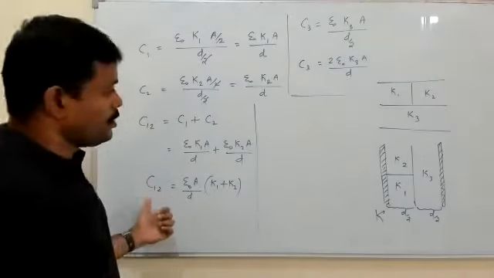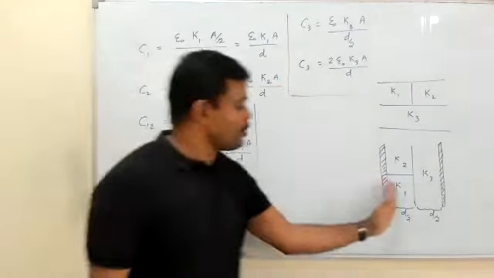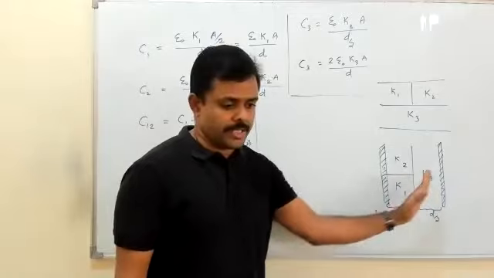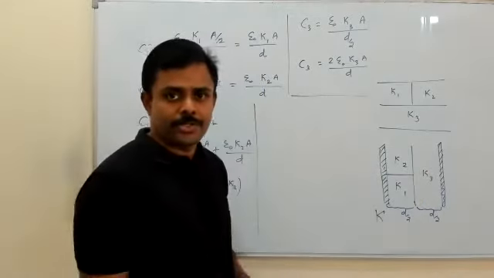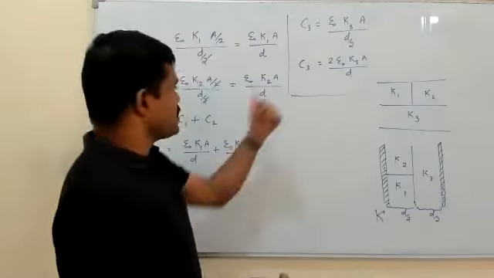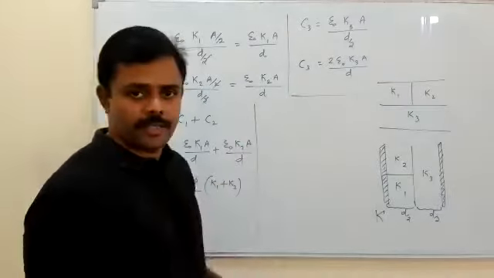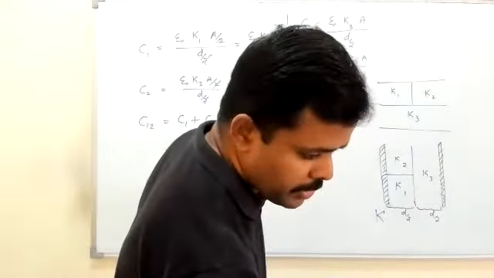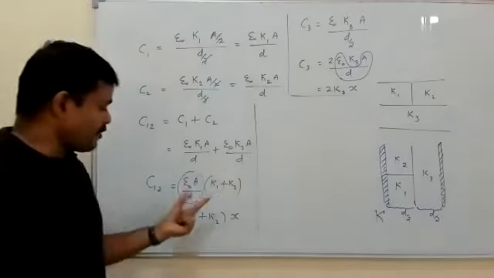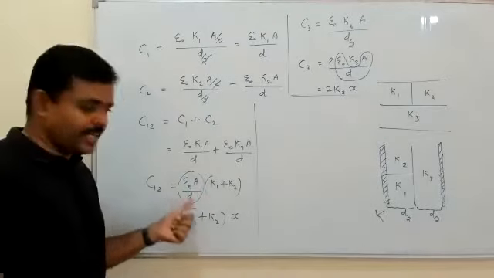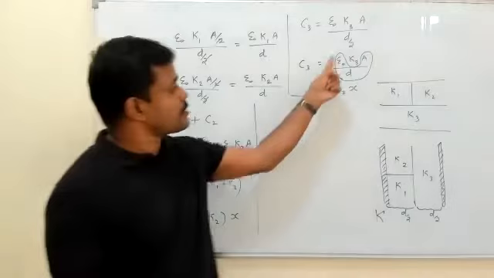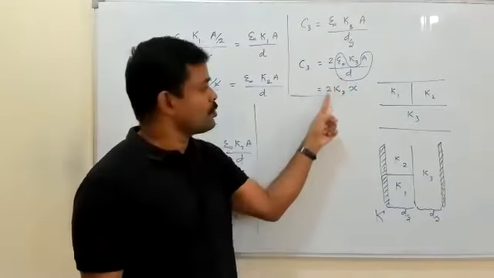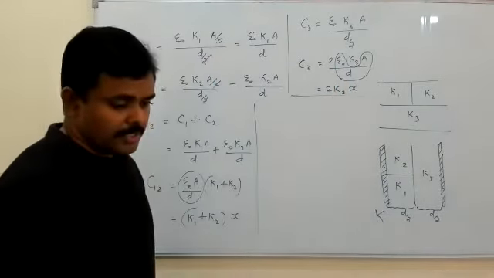So you got C1,2. You got C3. They are in what combination? Series combination. So you should take C12 into C3 by C12 plus C3. So did you understand this much? I'll do the rest. I've taken epsilon 0 A by D as X for simplicity. Here also epsilon 0 A by D as X. So 2K3X. Did you understand?